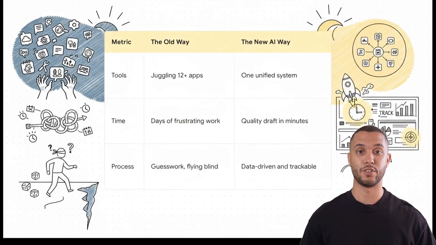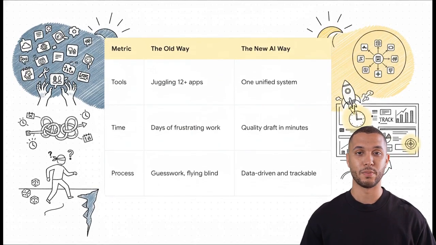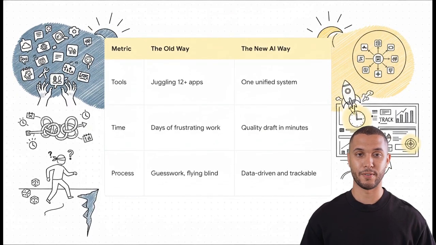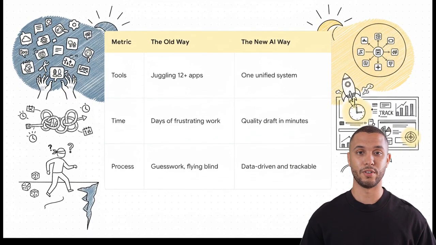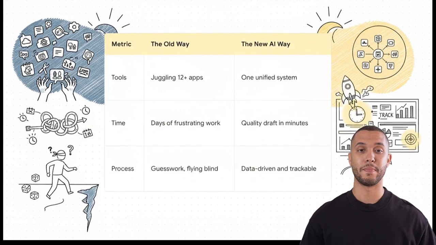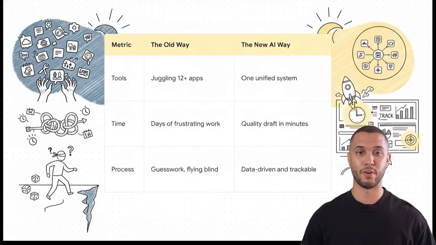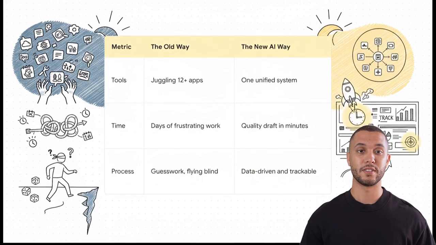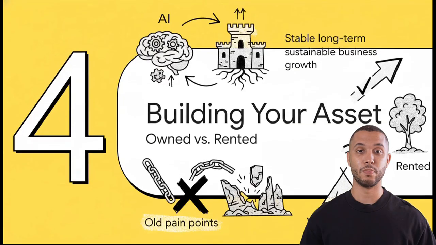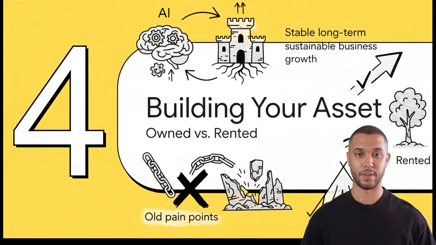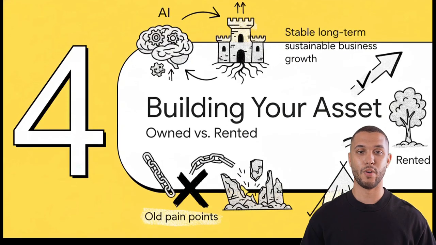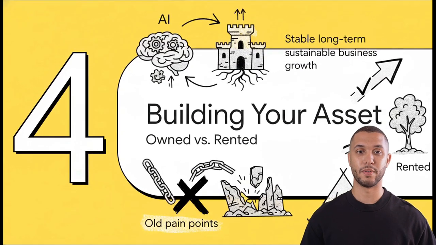And the change in your actual day-to-day workflow is just the difference between night and day. You go from juggling a dozen different apps that don't talk to each other to one unified system. You go from days of frustrating work to getting a quality draft back in minutes. And you finally move from pure guesswork to a process that's actually data-driven and trackable. So when you get right down to it, this new process is about so much more than just fixing old problems. It frees you up to focus on what really matters, building a stable long-term asset for your business.